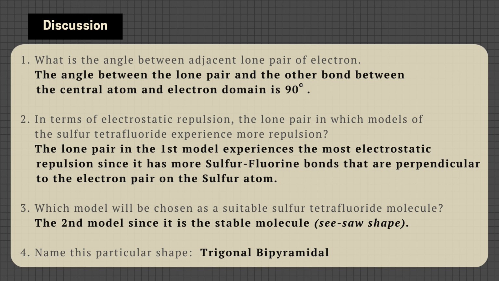So question number 3 asks which model will be chosen as a suitable sulfur tetrafluoride molecule. We know it will be the second model since it is the stable molecule, which is in seesaw shape, because it has fewer sulfur fluorine bonds that are perpendicular to the electron pair on the sulfur atom. So the name of this particular shape is called trigonal bipyramidal.